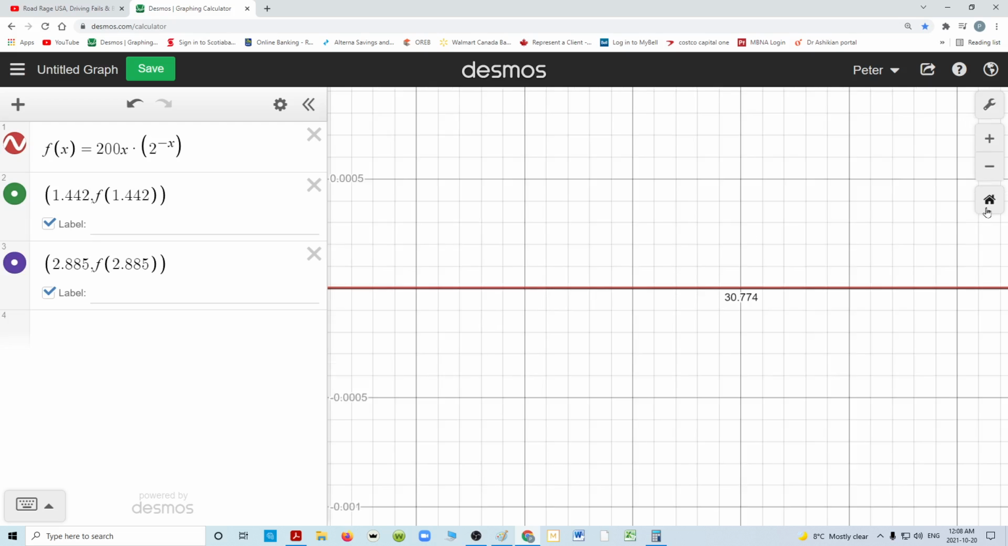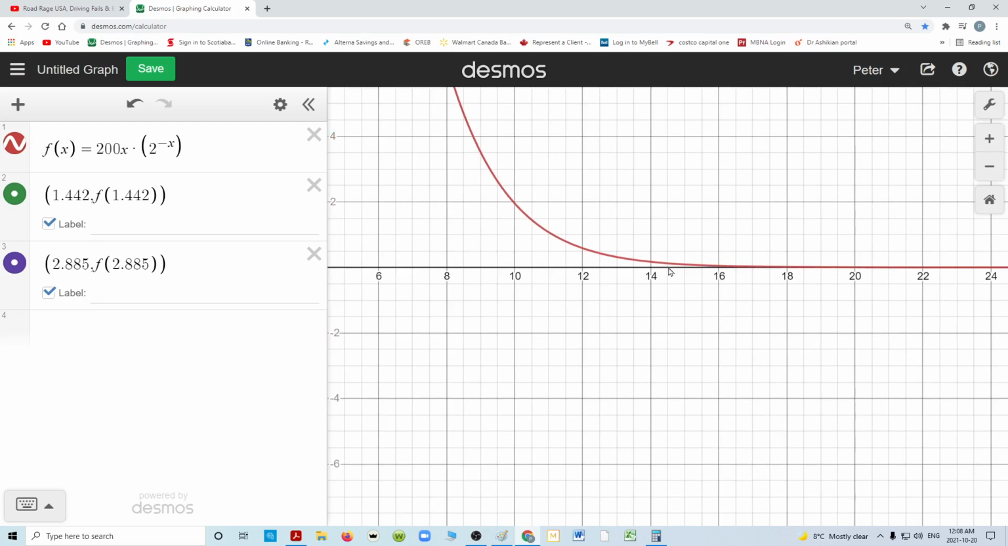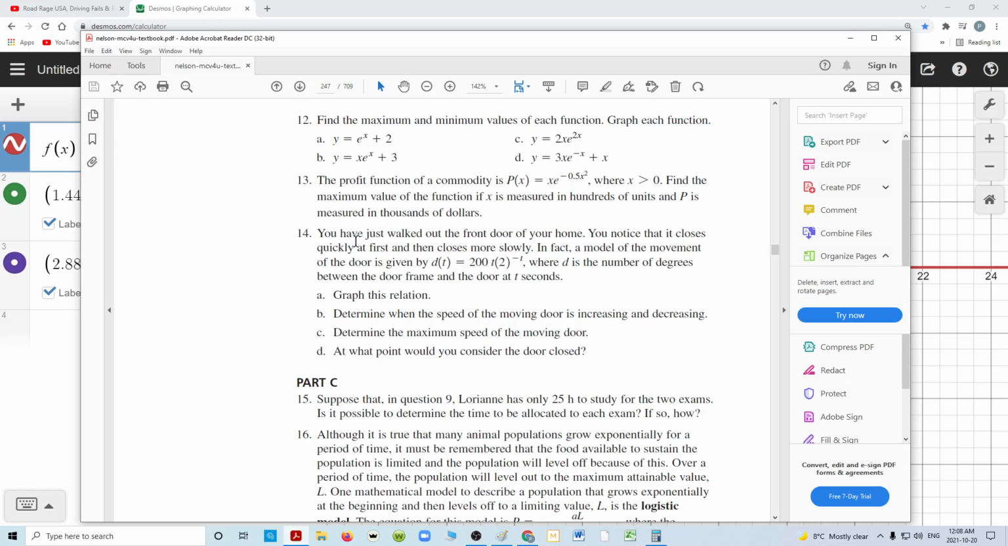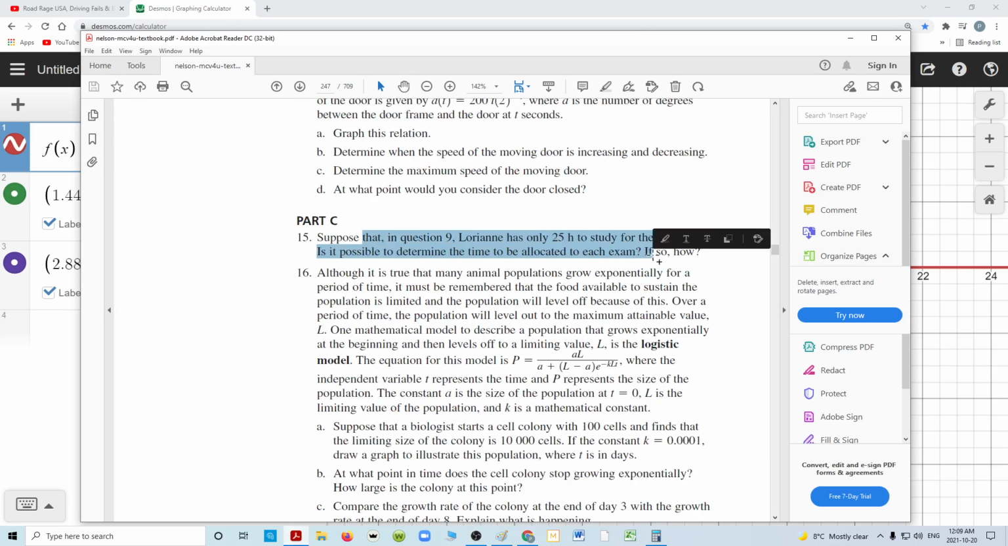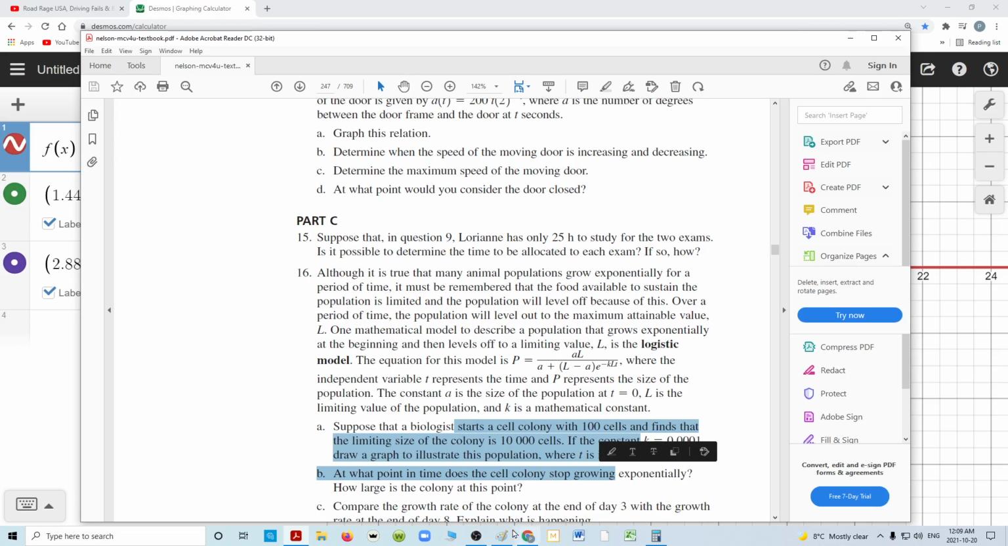When can you actually consider the door closed? Oh, 18 seconds, 20 seconds, 22. It depends what your definition of closed is. For me, it never closes. Not going to answer that. Yeah, so it's saying that population growths actually don't go exponential forever. They hit a limit. And of course, in society, nah, I'm not going to do all this.